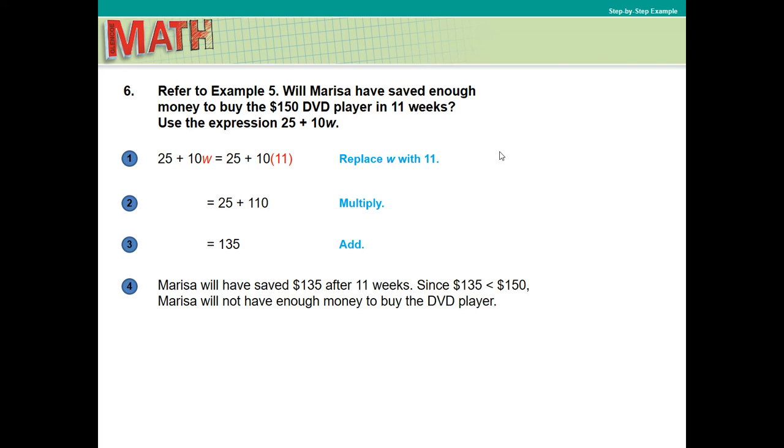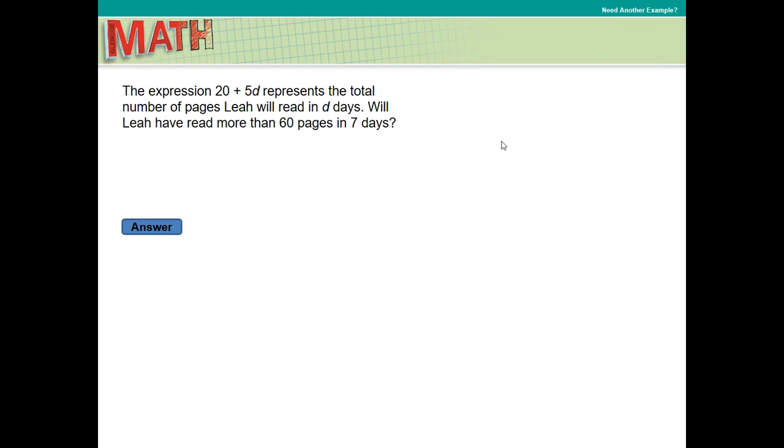Okay, now you're going to use the one you worked on. The expression 20 plus 5D represents the total number of pages Leah read in D days. Will Leah have read more than 60 pages in 7 days? So again, what they'll do a lot of times on these tests, they'll have you write the expression, and then they'll have you evaluate the expression with something else they give you. If you write the expression incorrectly, there's a good chance you're going to miss the actual question part of it. It's important to get that right.